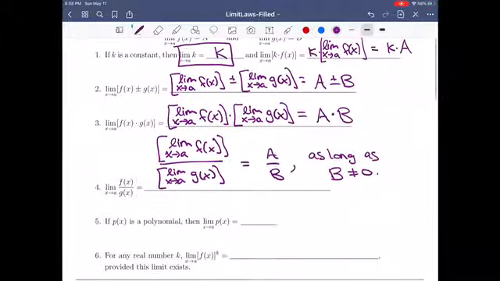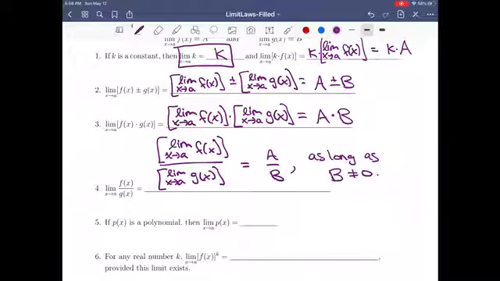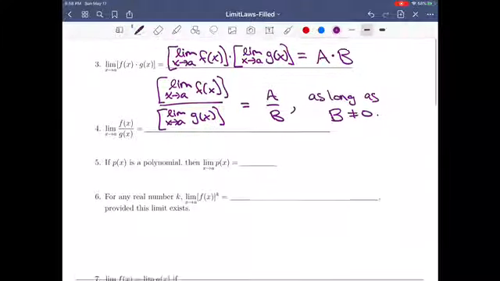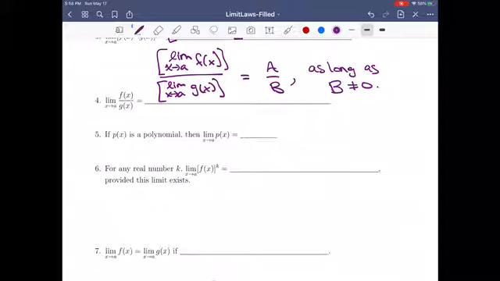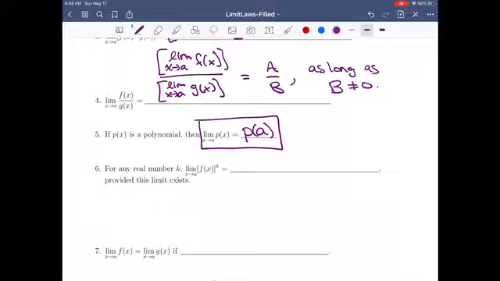So because of the product and the sum and difference rules, it's not too hard to show that if you have a polynomial, p of x is a polynomial, and you want to take the limit as x goes to a of p of x, nothing bad will ever happen here. So the limit is actually just p of a. So that's the polynomial evaluated at x equals a.